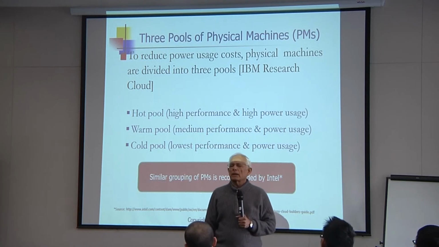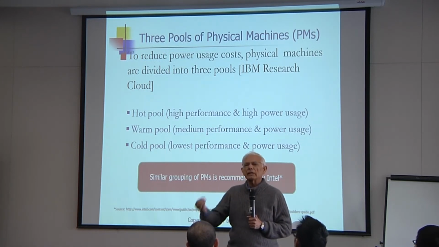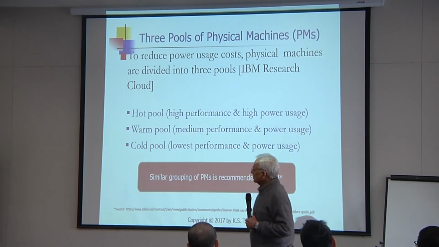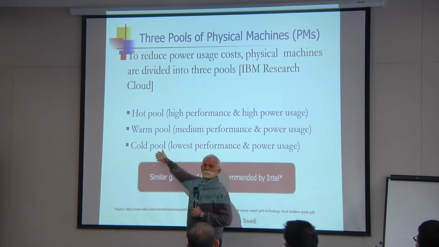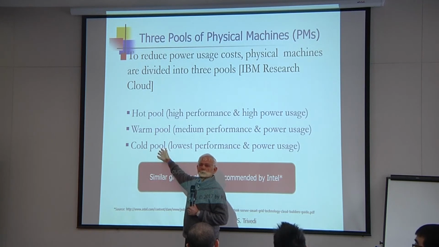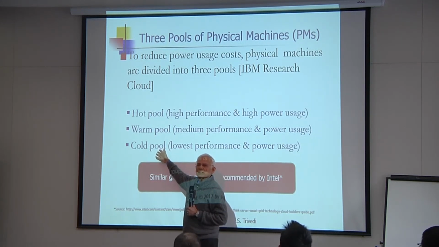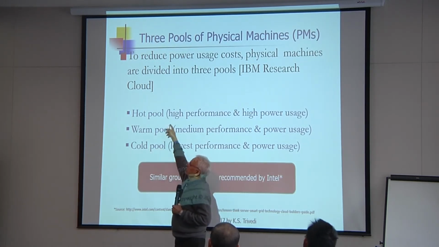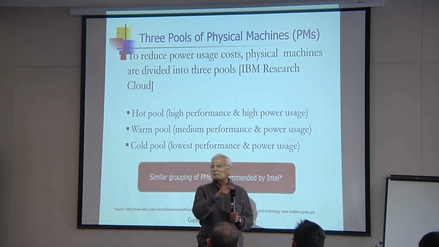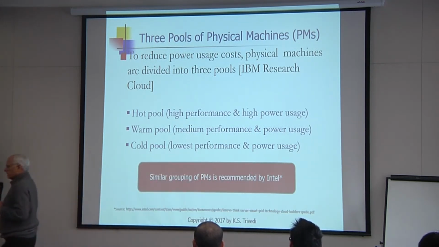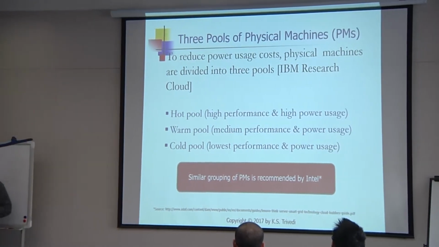The idea is that power consumption is one of the key cost components for data centers, right, or clouds. So by maintaining some of the machines in a cold status, you are saving power. But of course, it will take longer to schedule the virtual machines from the cold physical machine. So there's a trade-off between power and performance there. Whereas for the machines in the hot pool, the virtual machines are almost ready to go quickly, right? And a similar grouping has been recommended by Intel, I'm told.